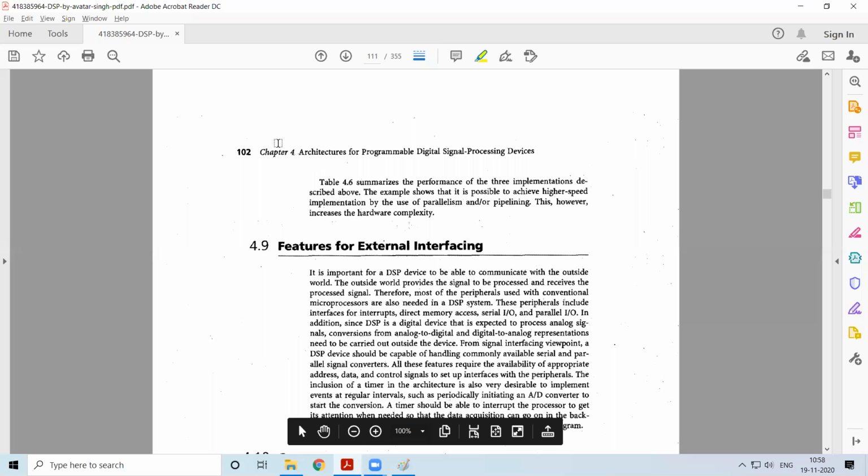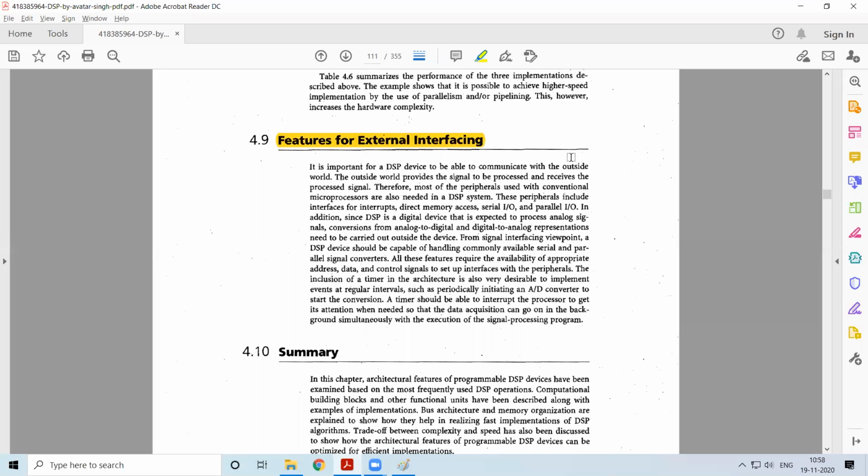Now the last one we have to discuss is the features of external interfacing. In a microcontroller also, you have to deal with external devices. Say I want to connect to an LED, a GPS module, or a GSM module. If I have to do such operations, then I should have interfacing aspects. Similar interfacing aspects should be made available in DSP devices. So the DSP should provide the features to make external interfacing available.